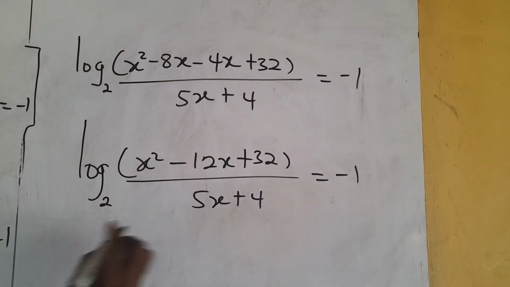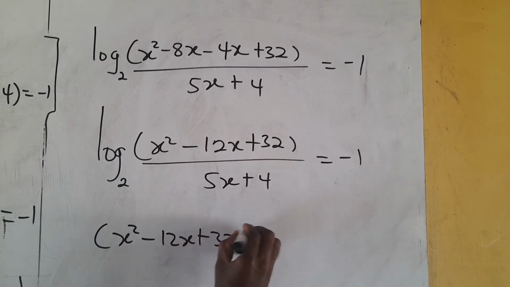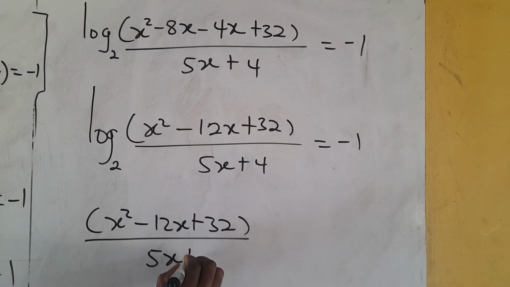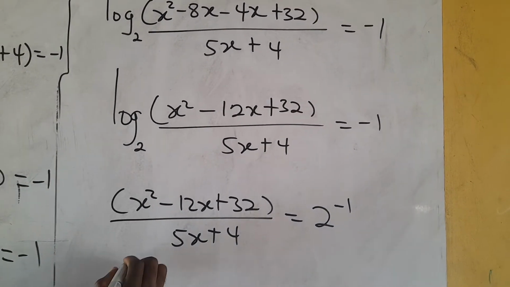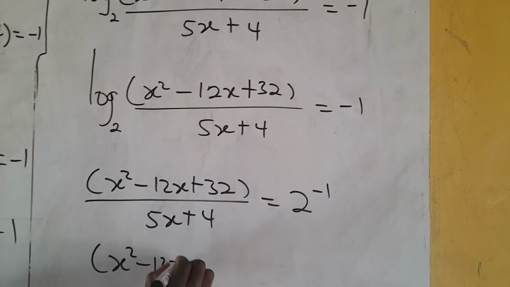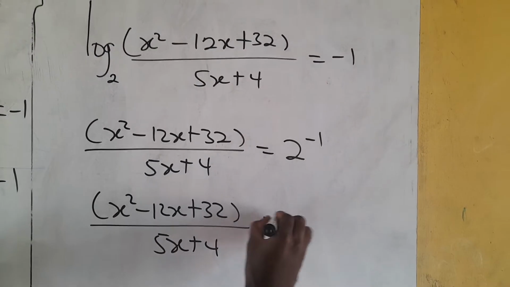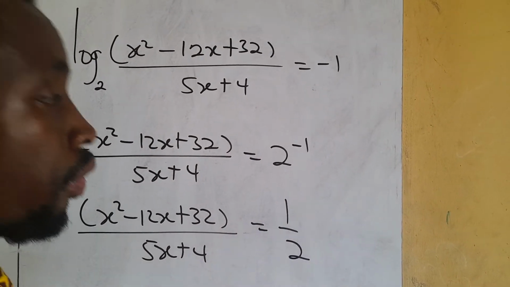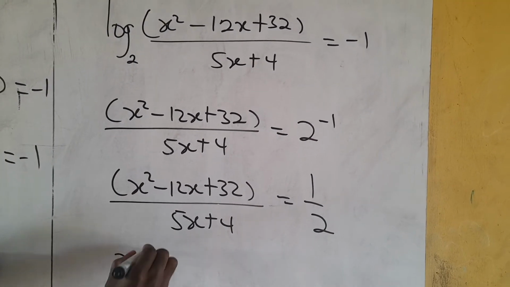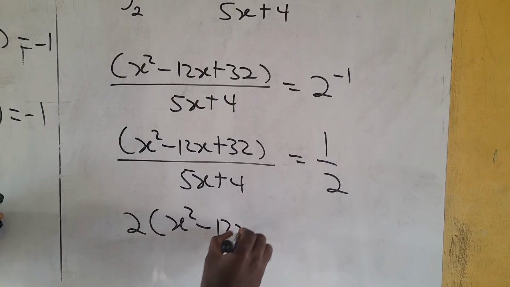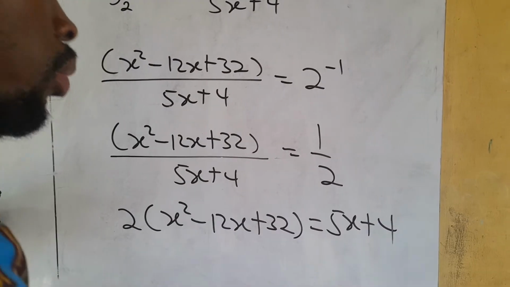So we apply the property. Then we can say that x squared minus 12x plus 32 over 5x plus 4 will equal 2 to the power negative 1. So you can say x squared minus 12x plus 32 over 5x plus 4. 2 to the power negative 1 will be half. So how do we proceed? We can cross multiply. This will multiply this and this multiply that. So we say 2 bracket x squared minus 12x plus 32 will equal to 5x plus 4.